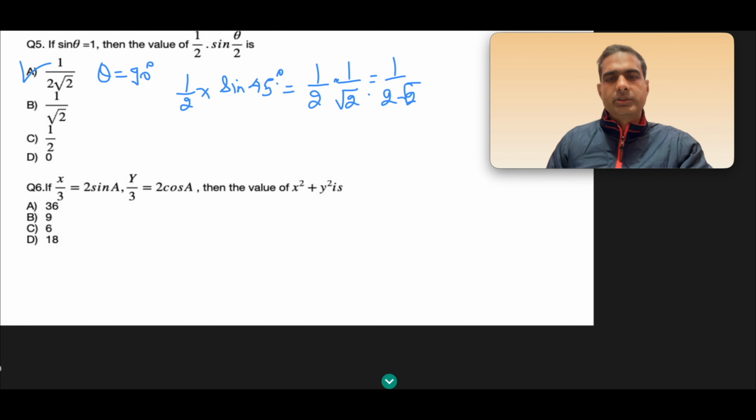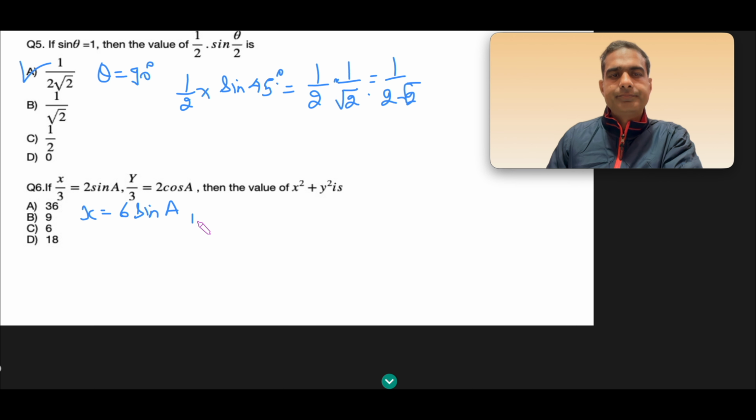Now moving to question number 6. If x by 3 is equal to 2 sine A and y by 3 is equal to 2 cos A, then the value of x square plus y square has been asked. So we have to find out the value of x square plus y square. So let's find out what will be x. If I cross multiply 3, I will get x is equal to 3 times 2, that is 6 sine A, and y will be equal to, if I multiply 3 to the right hand side, I will be getting 6 cos A.